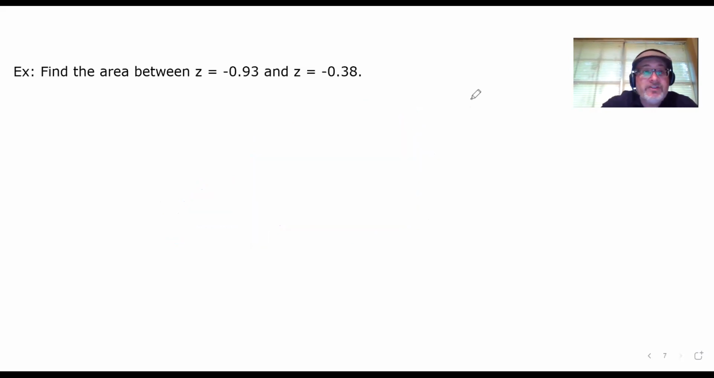All right, so let's find the area between these. Let's draw the picture first. Get used to drawing these bell curves in my class. You'll draw them on a majority of the problems as we go through the class.